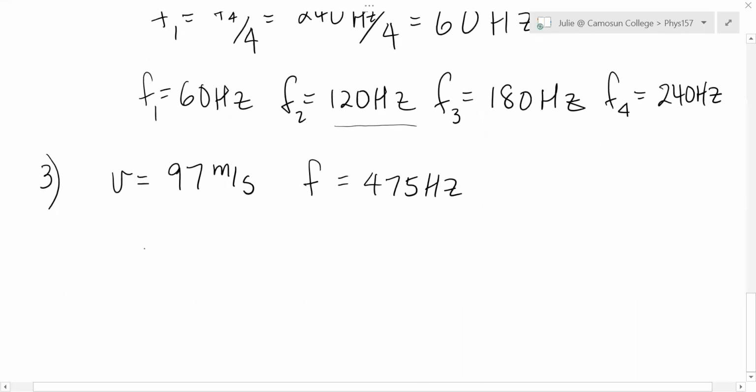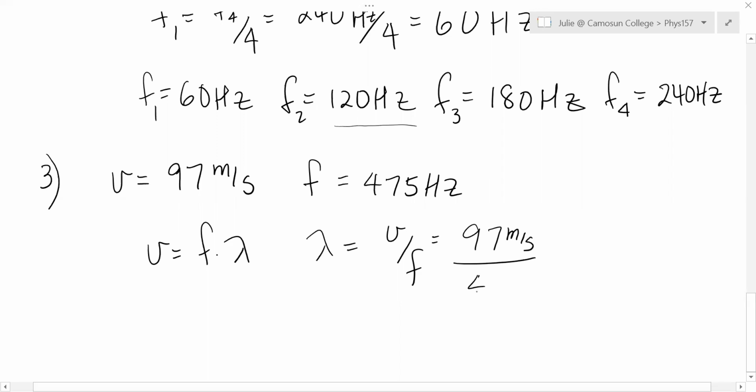Okay, so remember V is F lambda. Lambda then for that particular mode must be V over F. And so that would be 97 over 475, which I think is 0.2.